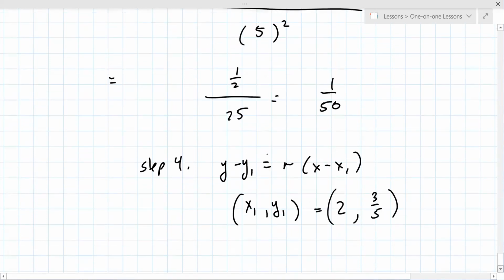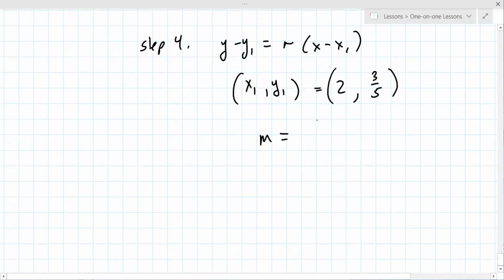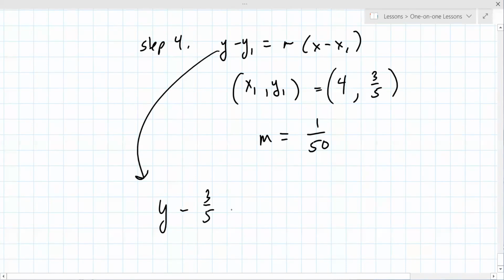And then your slope is the number we just found. It was 1 over 50. And you got 2 from, I'm sorry, 4. It's the square root of 4, which is just 2, but that's not what it's for. I was like, wait, what? So I'm writing this right down here: y minus 3/5 equals 1 over 50 times x minus 4.